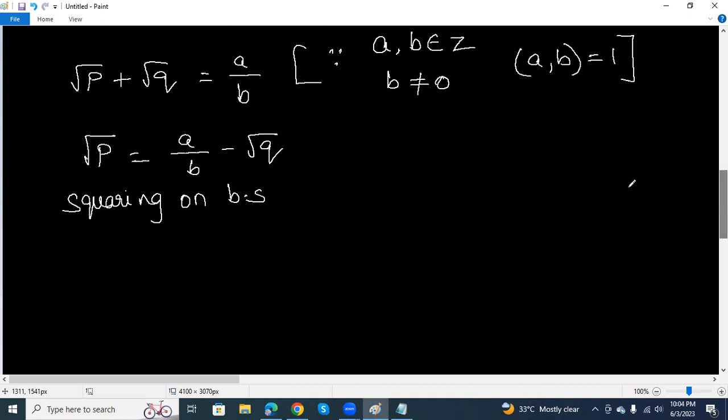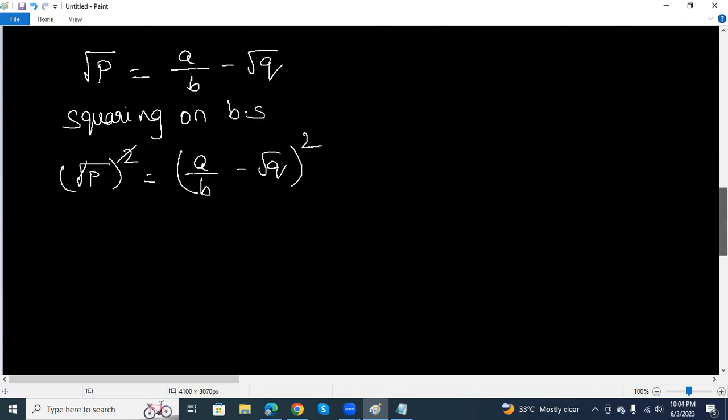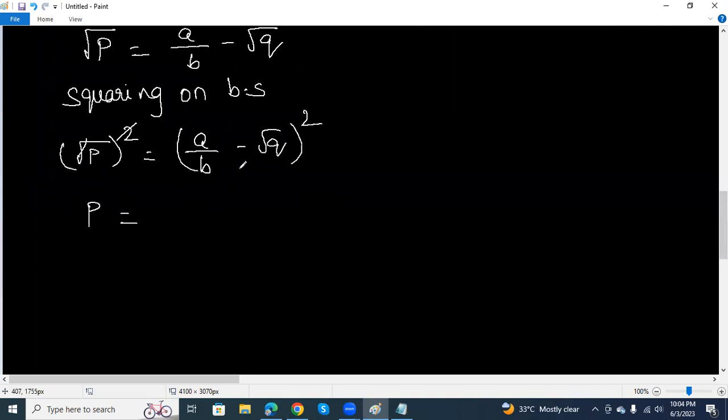Squaring on both sides, we get root p whole square is equal to a by b minus root q whole square. Square and root get cancelled. So p is equal to a minus b whole square, where the formula is a square plus b square minus 2ab. So a square by b square plus b square root q whole square minus 2ab, 2 into a by b into root q.